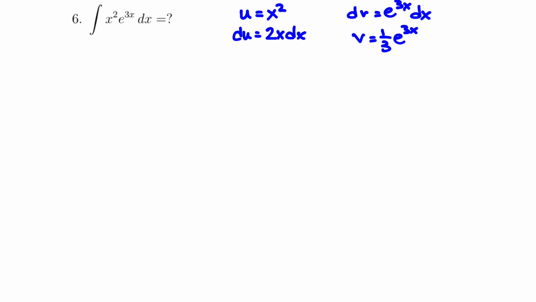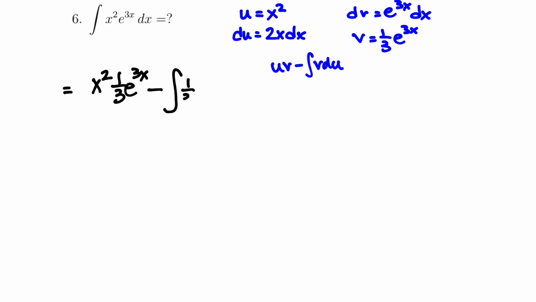And when I put everything into my formula, uv minus the integral of v du, we get the following. We get x squared times 1/3 e to the 3x minus the integral of 1/3 e to the 3x times 2x dx.